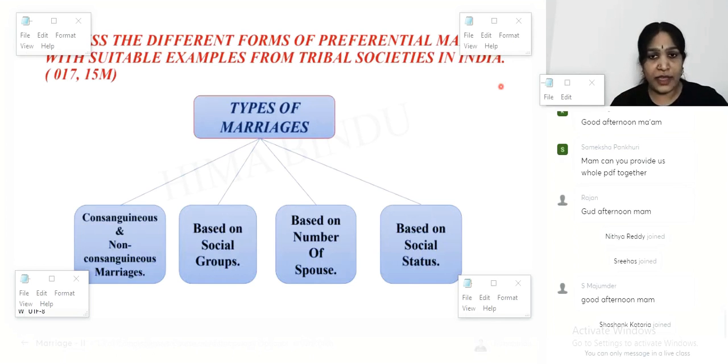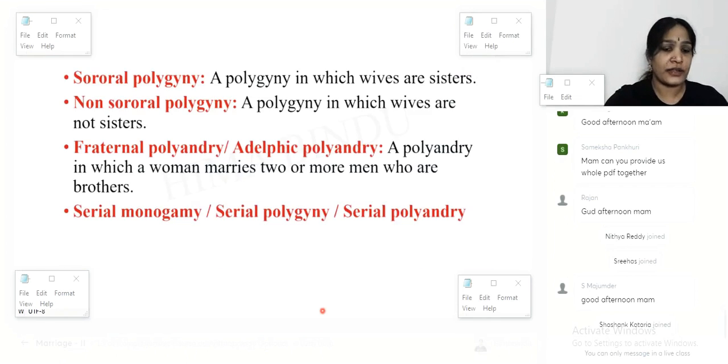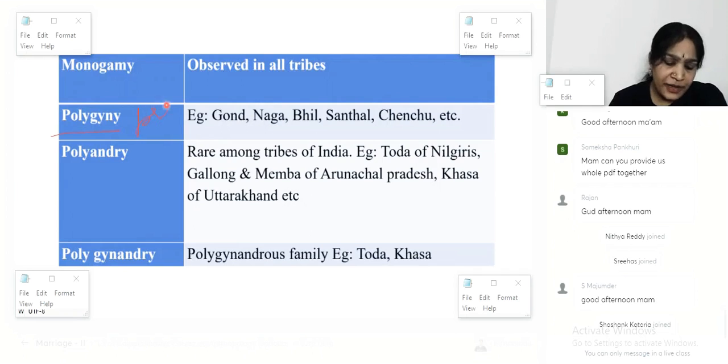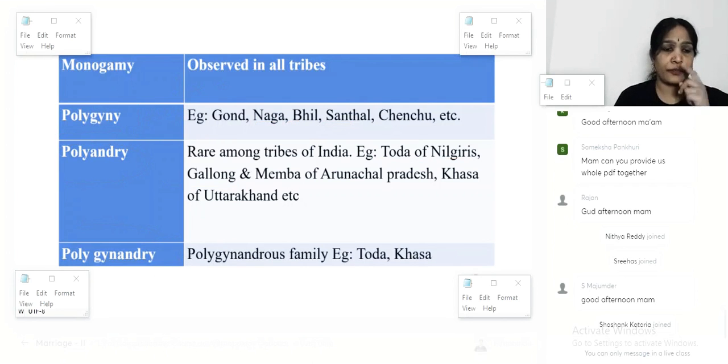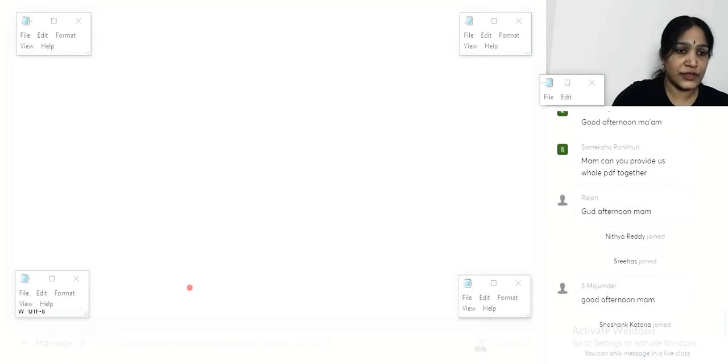Listen to this statement very carefully. All the types of marriages that we have seen till now are preferential marriages in one place or the other. For example, if you look at this table, polygyny is a preferential marriage among Gond, Naga, Bhil, Santal, Chenchu, etc. Understood the usage of the term preferential marriage? Same way, polyandry is preferential among Toda, etc. Polygynandry is preferential among Toda, Khasa. What is common? What is preferred there?